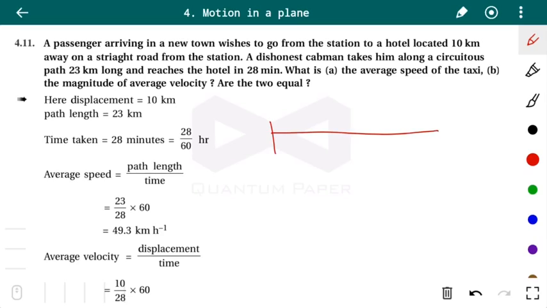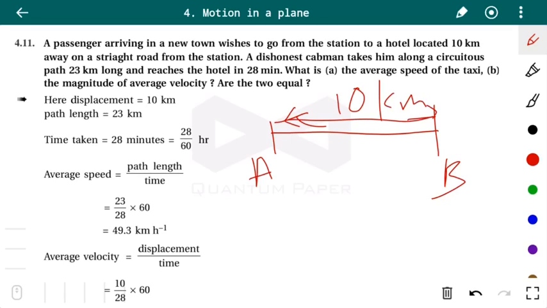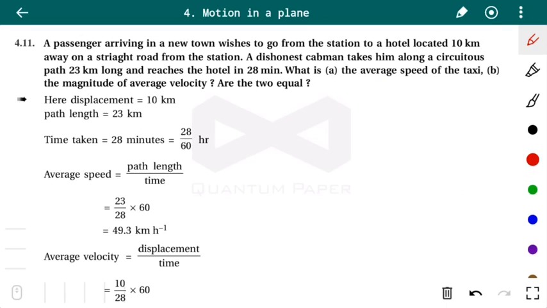Let us consider here the point A as the station and point B as the hotel. So the distance between them is 10 km. A dishonest cabman takes him along a circuitous path 23 km long and reaches the hotel in 28 minutes. That is, over here the path length of the cab is 23 km, and the time taken by him to reach the destination, that is to reach the hotel, is 28 minutes. So t is equal to 28 minutes.